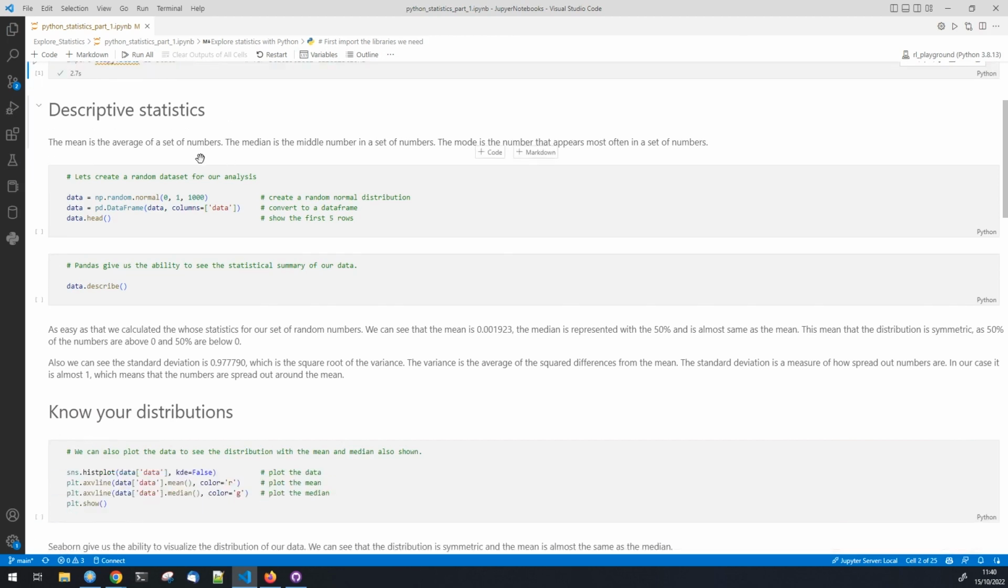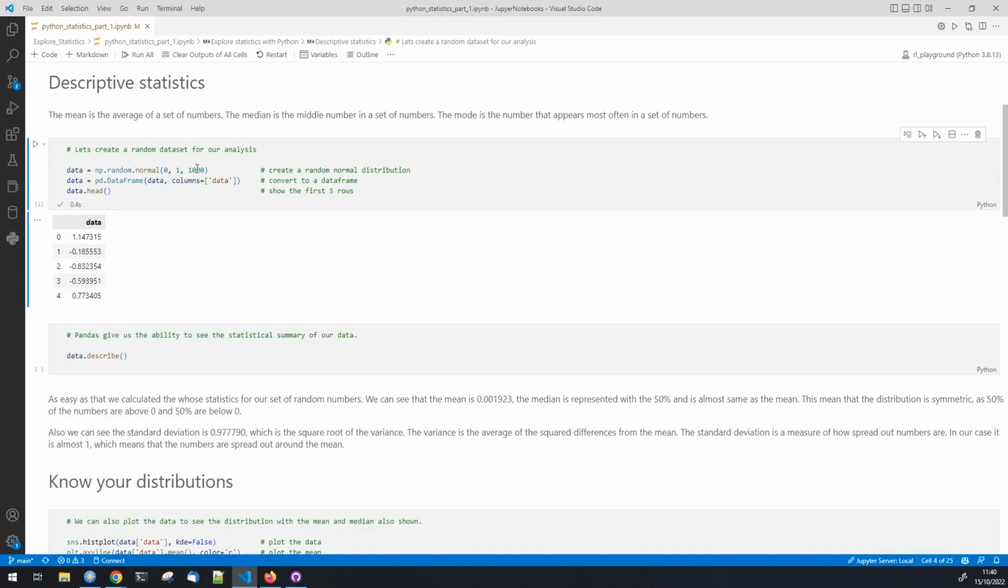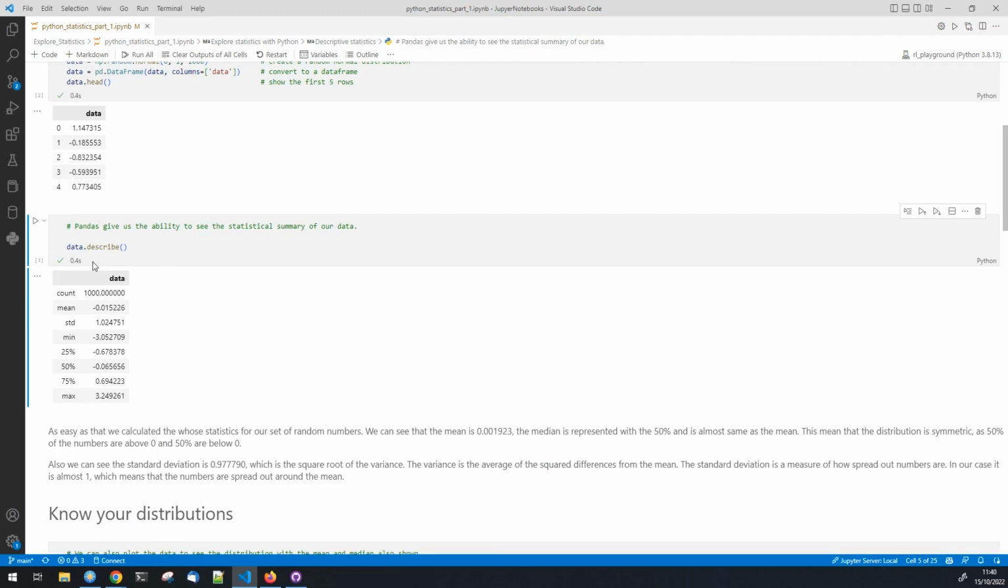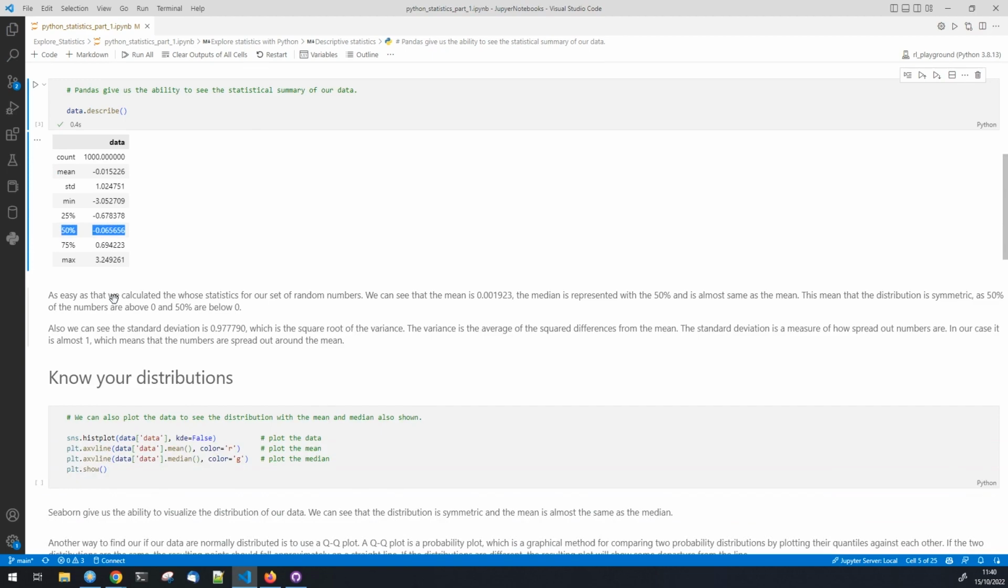To demonstrate some basics, we will create a random set of 1,000 numbers, and we will use pandas to take a quick look at the descriptive statistics of this data. The numbers that we generated using the random module are normally distributed. This we can see also from the mean and the median that are very close to each other, a standard behavior of the normal distribution.